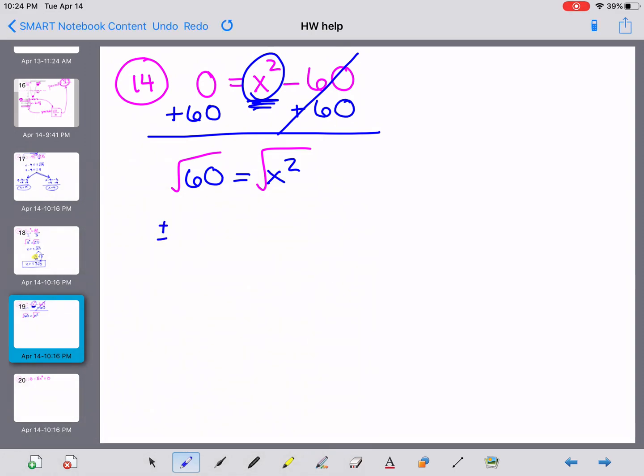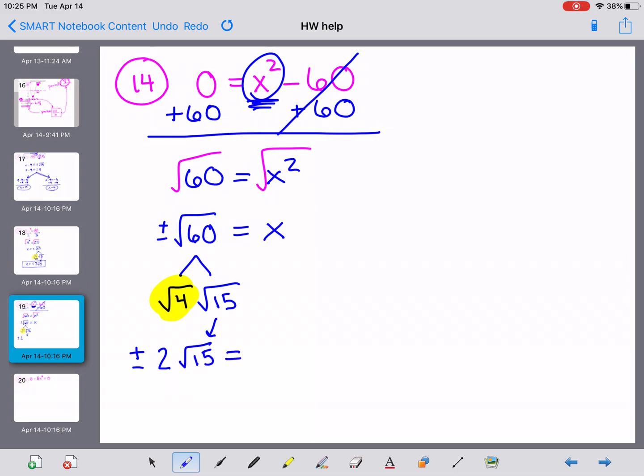So plus or minus, that shows up right away on the radical anytime you take the square root of both sides. The square root of 60 is not a perfect square, so I'm going to break this down. What two numbers multiply to make 60, and one of them has to be a perfect square? 4 times 15. The plus or minus sign comes down. The square root of 4 is a perfect square. The square root of 4 is 2. Bring down the radical, and that's your answer.